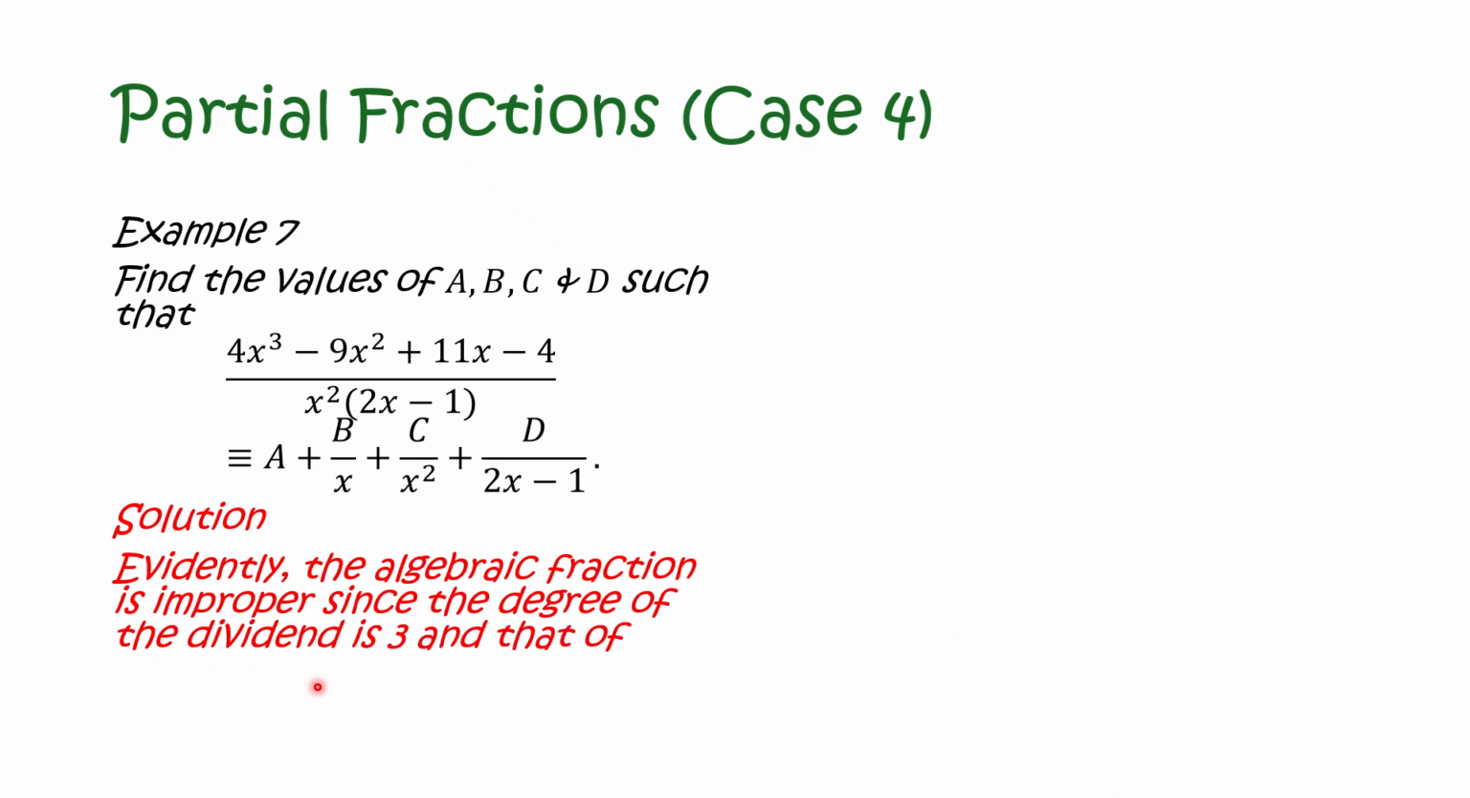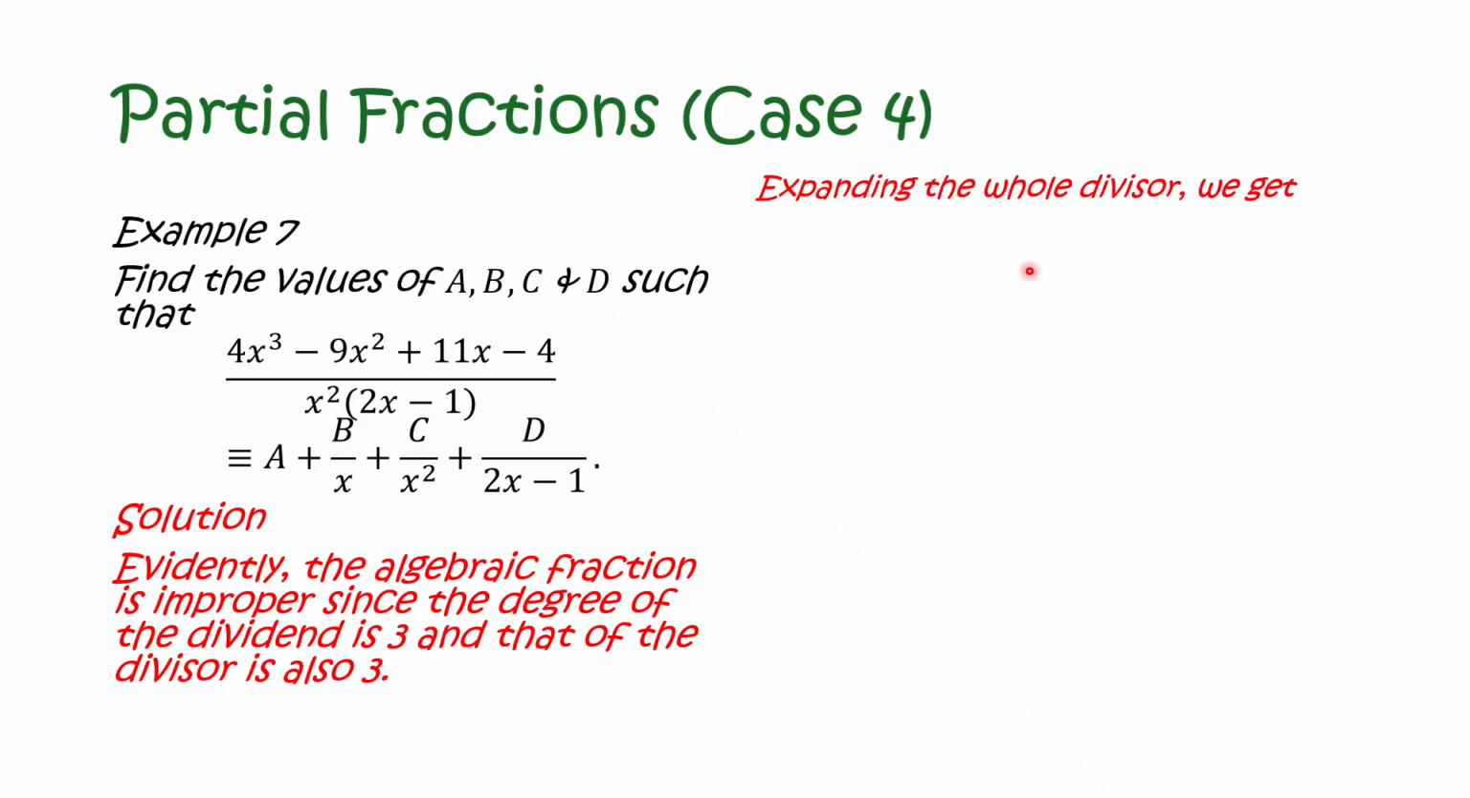The solution. Evidently, we can see that the algebraic fraction is an improper one, since the degree of the dividend is 3 and that of the divisor is 3. So I encourage you to check out the first section where we talked about proper and improper algebraic fractions. In this case, this one is an improper one, and we need to first express it in terms of the quotient plus the remainder over the divisor. So expanding the whole divisor first, because we see that the divisor is given in two parts.